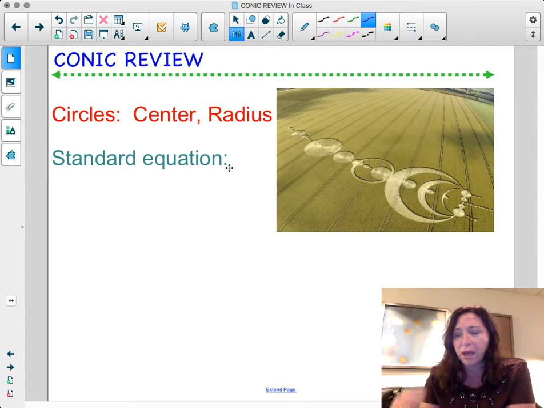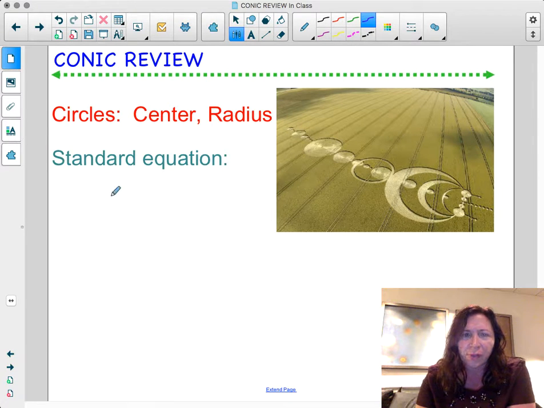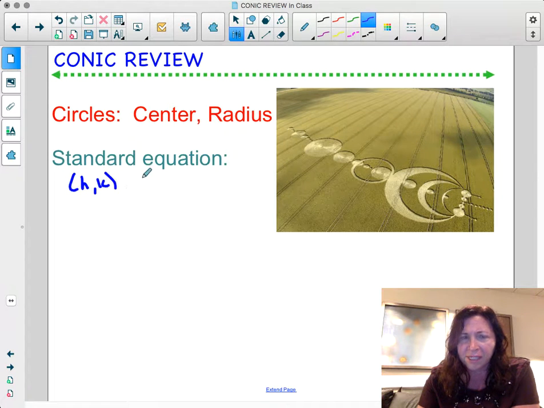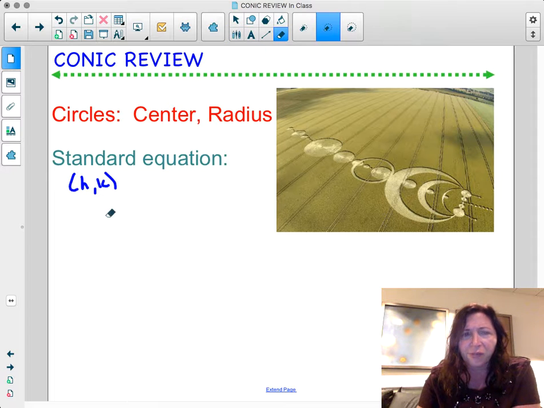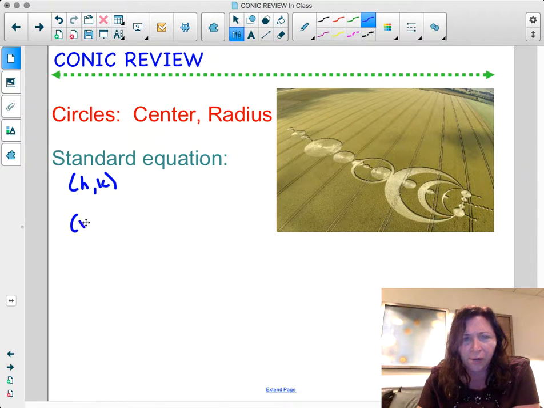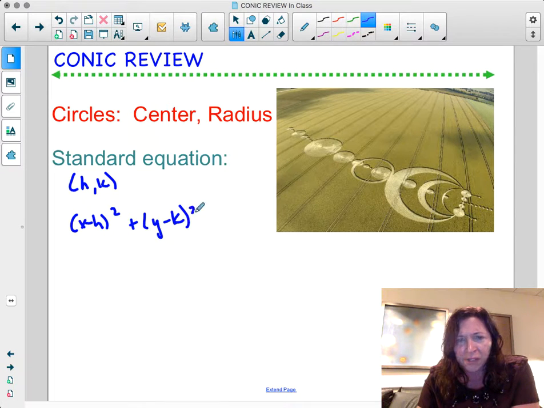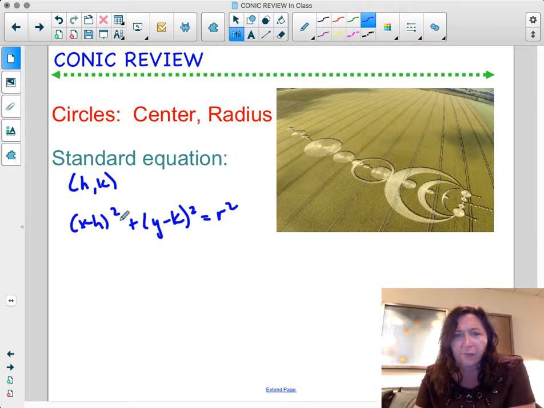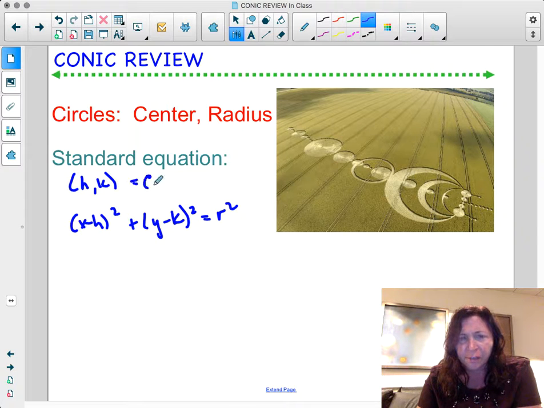Now just reviewing what we know about circles. We know that the standard equation, given the point h, k, which is my center, is x minus h quantity squared plus y minus k quantity squared is equal to r squared. So h, k is my center, and r is the radius.